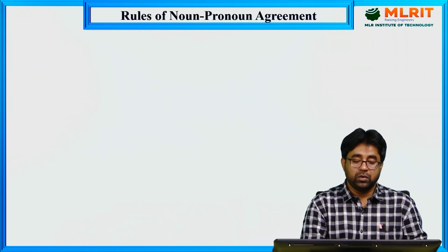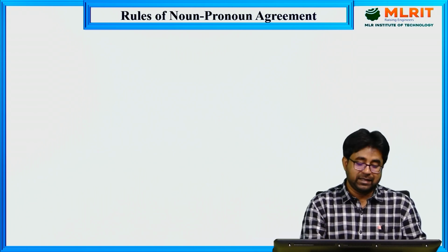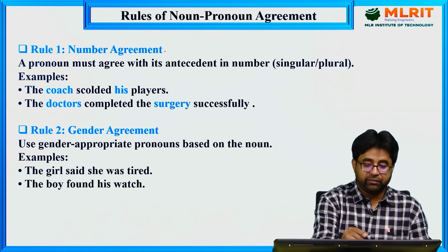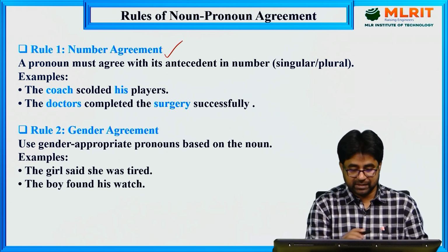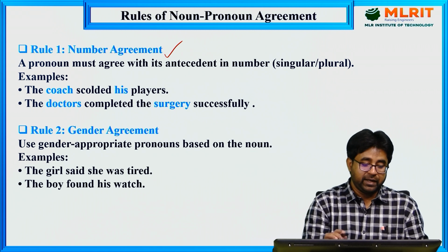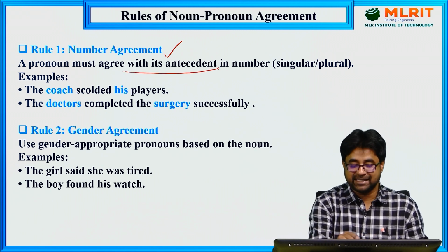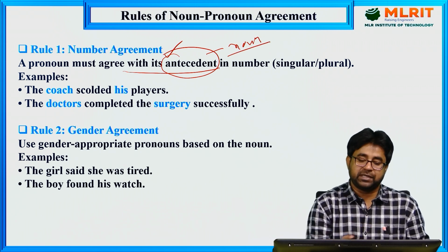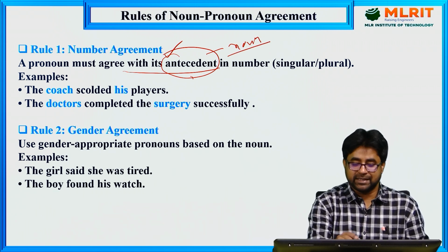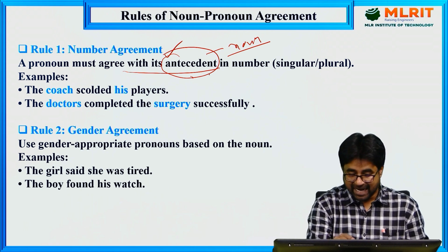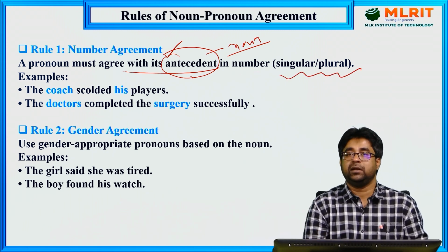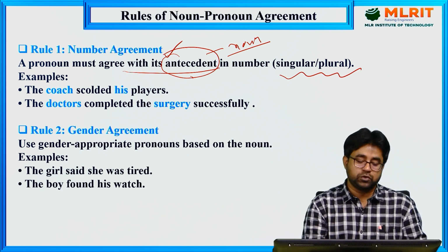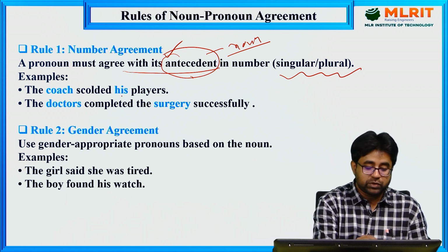Now we'll go to the rules of noun-pronoun agreement. There are certain rules that we need to remember while we use pronouns in sentences. Now let's see them. The first thing is number agreement. So as explained in the example, a pronoun must agree with its antecedent. Remember, antecedent means noun, the previous noun, the preceding noun, you can say. So a pronoun must agree with its antecedent in number, singular or plural. So if a noun is singular, a pronoun also should be singular. See the example here. The coach scolded his player.